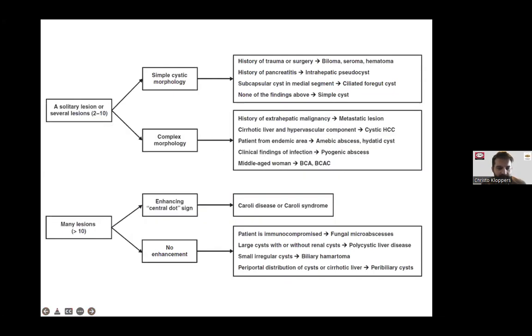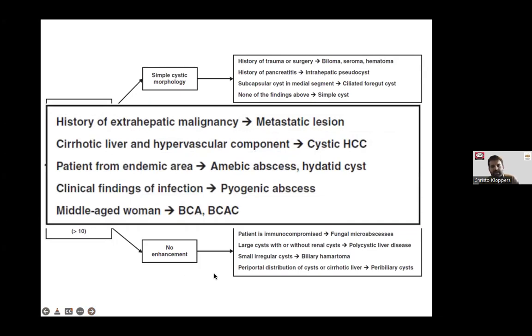If we now look at the complex morphology, so the bottom one, the middle-aged woman we spoke about, they still use the old terminology. Just always keep that at the back of your mind, because you do not want to miss them. If it's not that, it's probably infective or a parasitic cyst, and rarely you'll see some cystic degeneration of either metastatic or primary malignancies of the liver.